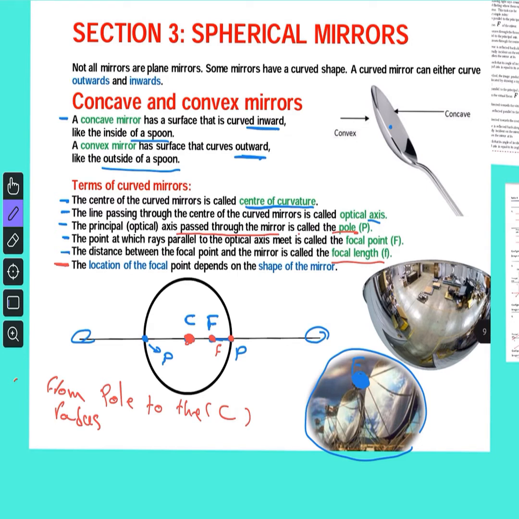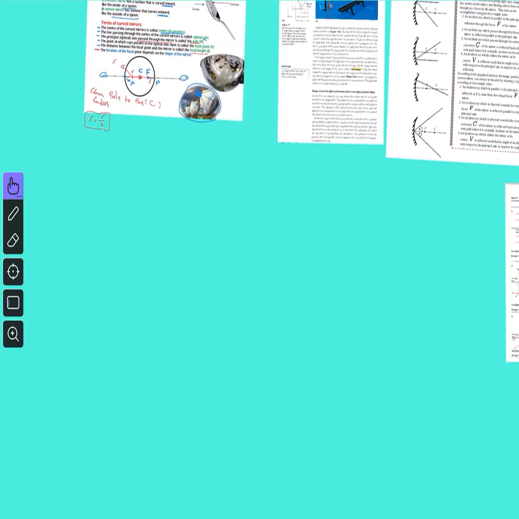So the focal length is going to be equal to the radius divided by 2. This note is very important. If this whole part is the radius, r, half of it is equal to the focal length, guys. Don't forget this one. Stay with me, we are going to use it for drawing some images.